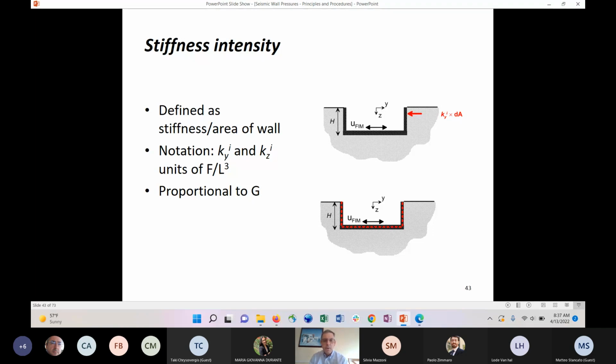Just a quick note about the stiffness intensities. As I mentioned, it's stiffness per unit area of wall. We use Y for the horizontal, Z for the vertical. The units are force per unit length cubed, and these are related to the shear modulus of the soil. The horizontal is due to the horizontal reaction of the soil against the wall. The vertical is something we need as well. If we look at the red line here, it will rotate as part of these problems, and when it does, you develop a shear traction against the sides, which is why we need the vertical stiffness intensity.